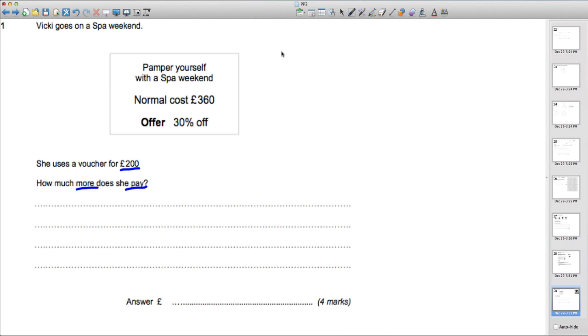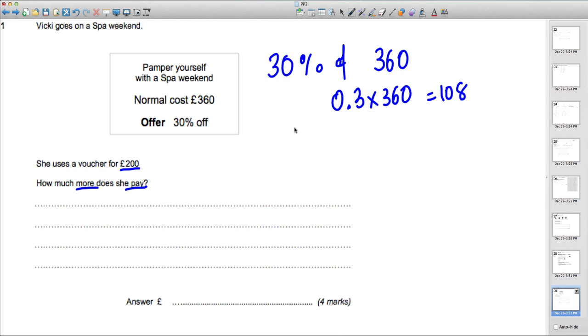So you want to work out 30% of 360. Well, 10% is 36, so 30% must be 3 times 36, or you could just multiply by 0.3 on your calculator to work out what 30% is. And you get 108, so it would be £108. So you'd get £108 off, so 360 take away 108 is equal to £252. Therefore, she must pay £52 more.